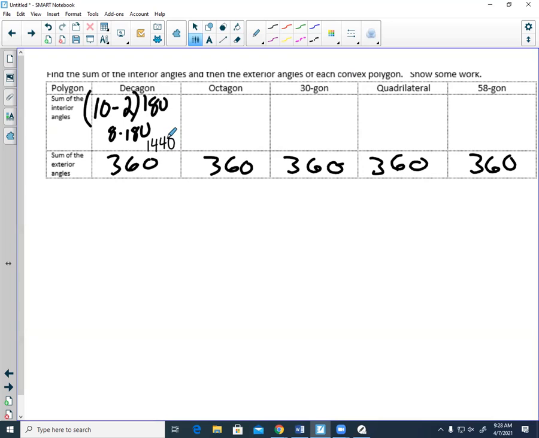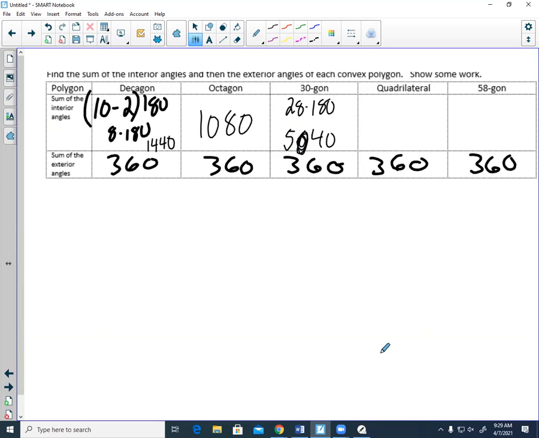Now we already did an octagon. Octagon was 1080, right? A 30-gon is a little bit more. 30 minus 2 is 28 times 180. So how many degrees are there inside? It looks like 5,640, but it's not. It's 5,040.